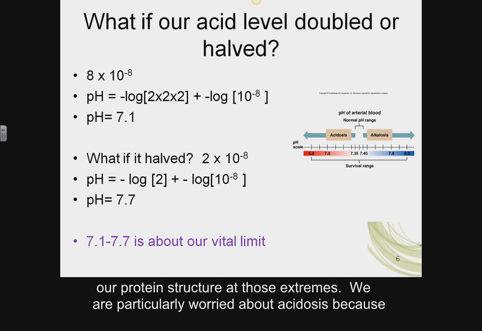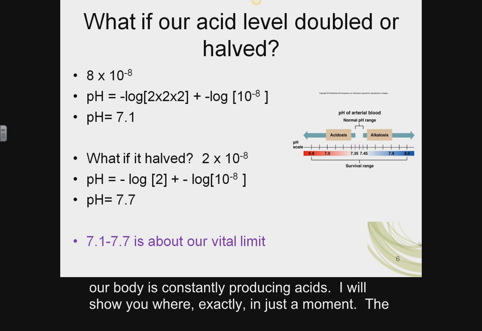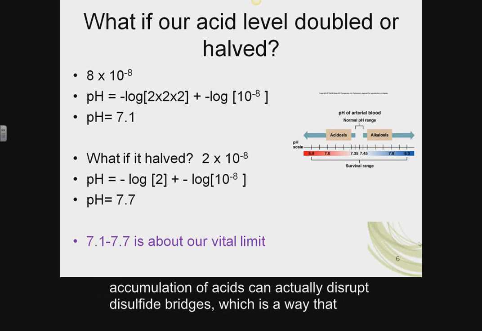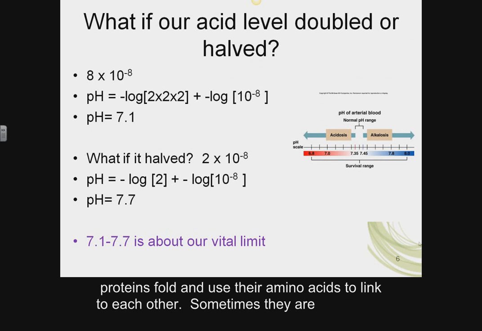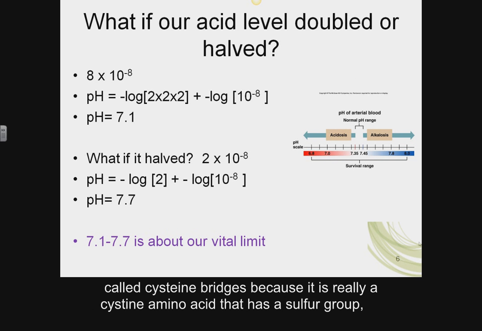This range from 7.1 to 7.7 is roughly our vital limit. We can have acids double, we can have them halved, and that is still compatible with life. But you need to hear me on this. That person at those extremes is very critically ill because we have a problem of maintaining our protein structure at those extremes.